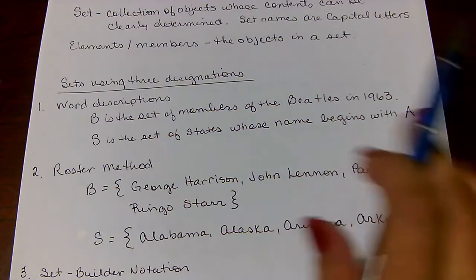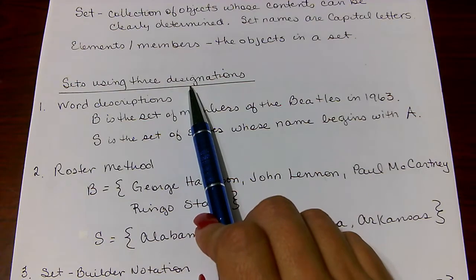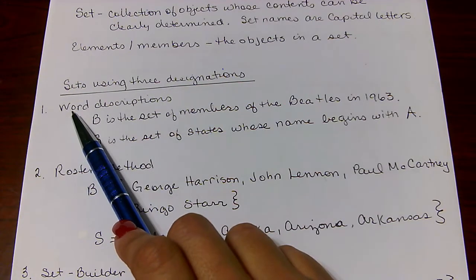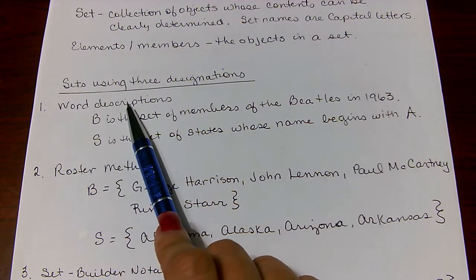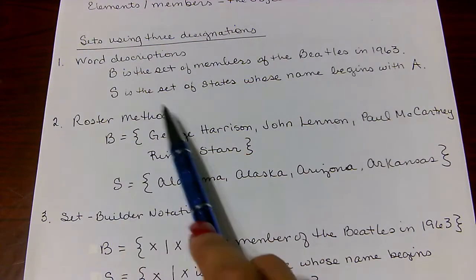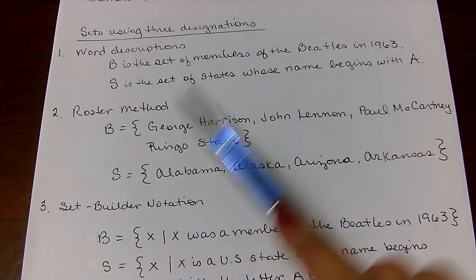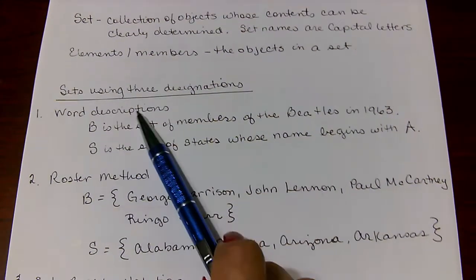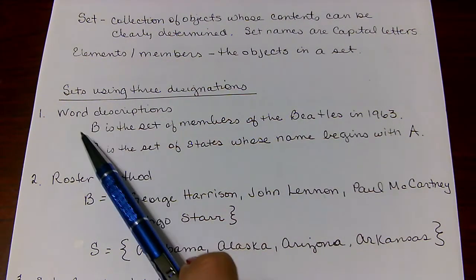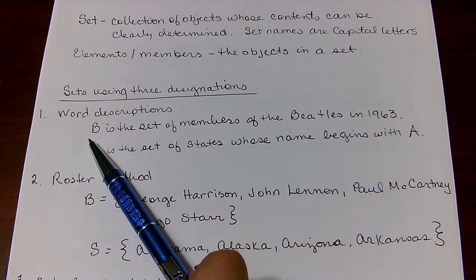There are three different ways we can identify sets. We can describe them by using word descriptions, we can use a roster method, and we can use set builder notation. Let's go over the word descriptions. I can just describe the type of set we have.